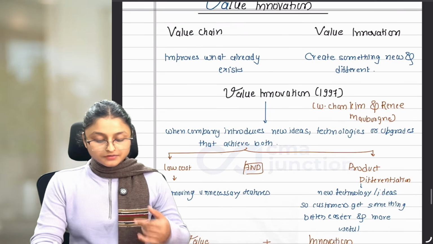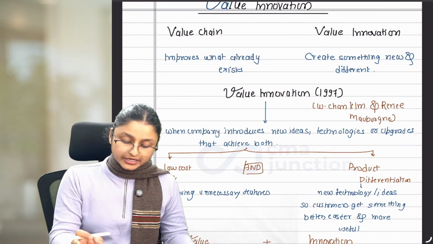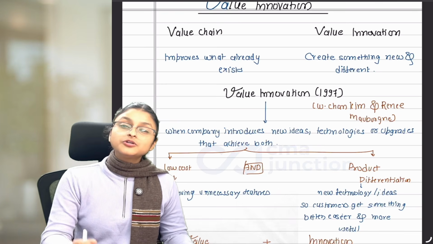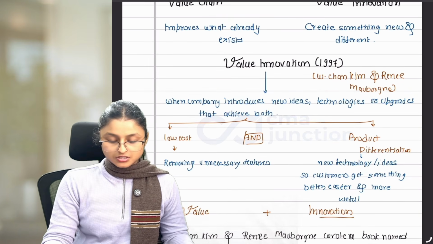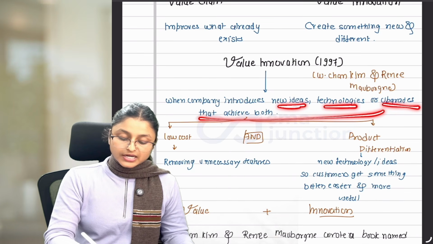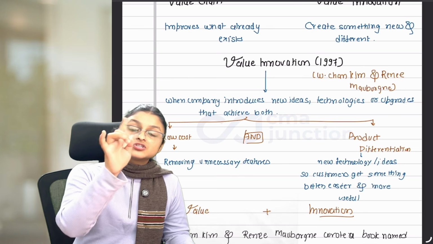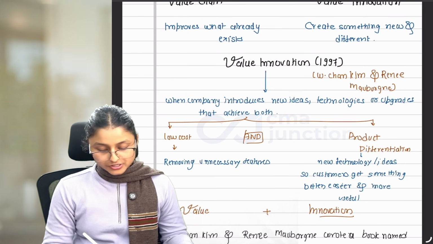They said that value innovation is when a company introduces new ideas, technologies or upgrades with the help of which they are able to achieve both, that is low cost and product differentiation. So if with the help of new ideas, technologies or upgrades, you are able to achieve low cost and product differentiation both together, then it will be known as value innovation.